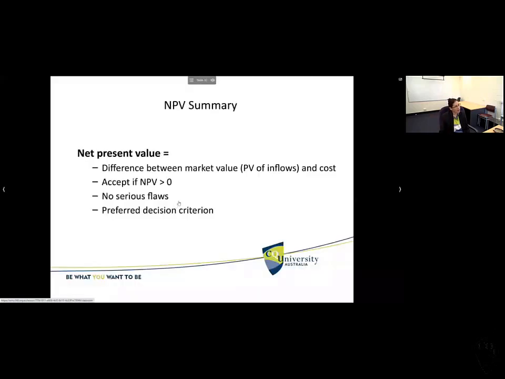Net present value is the difference between the present value of future cash flows, what we call the market value, and the cost or the initial outlay. You accept it if net present value is greater than 0. So if it's going to return you value and it's positive, you accept it. There are no serious flaws to this decision criterion, so it's considered the preferred or dominant decision criterion.